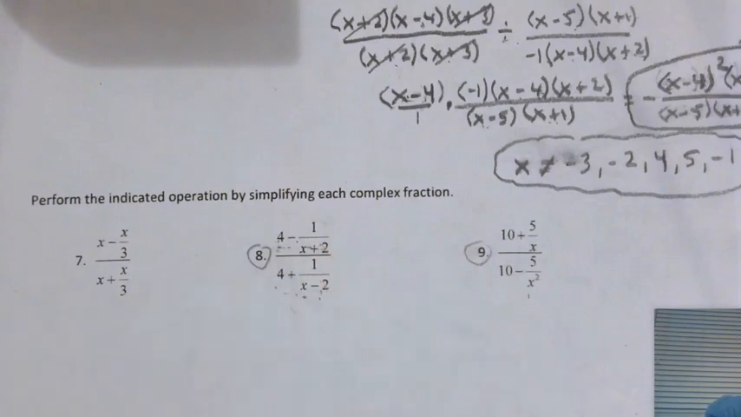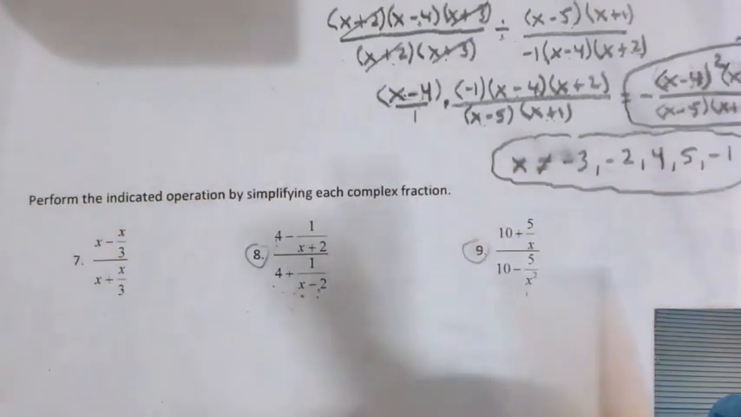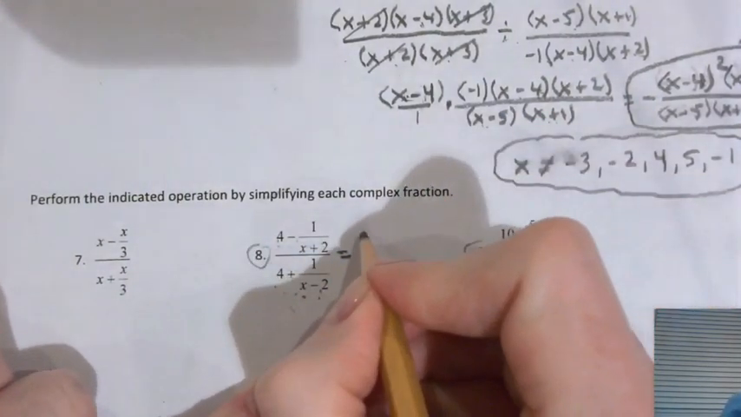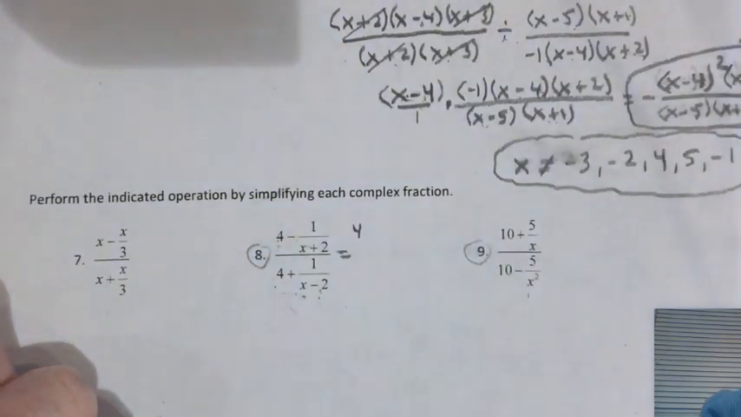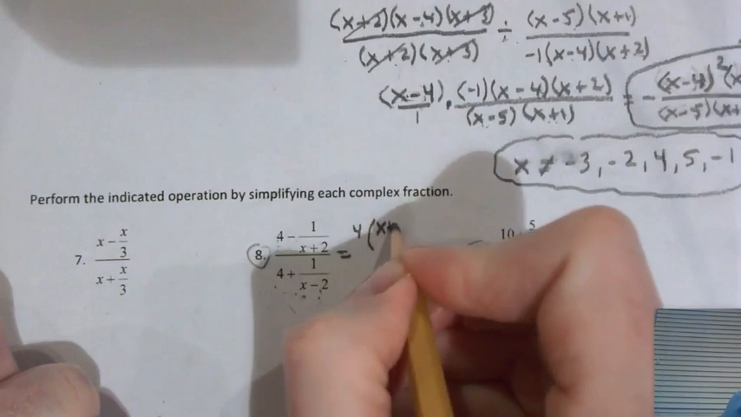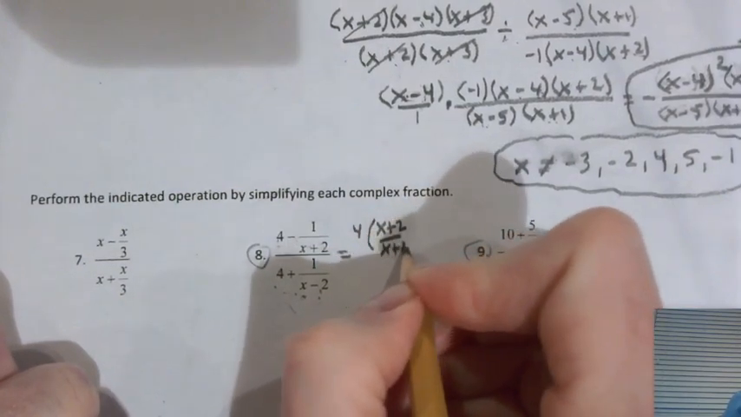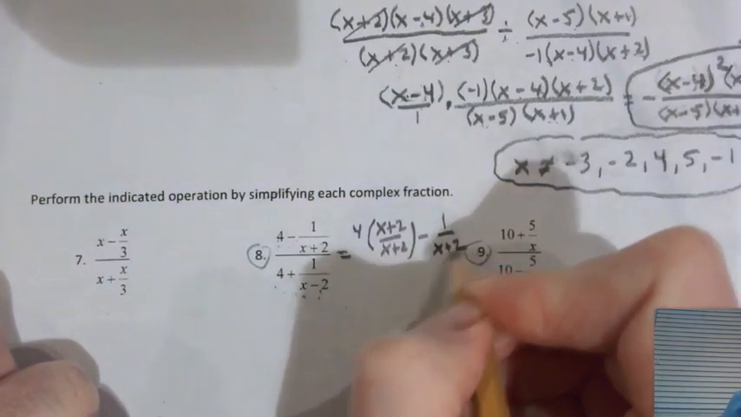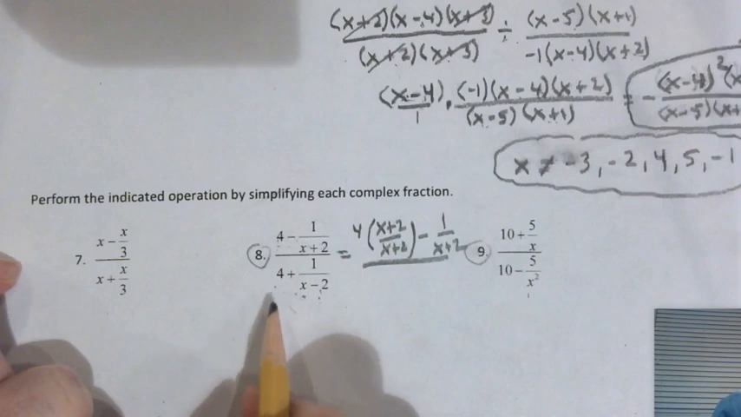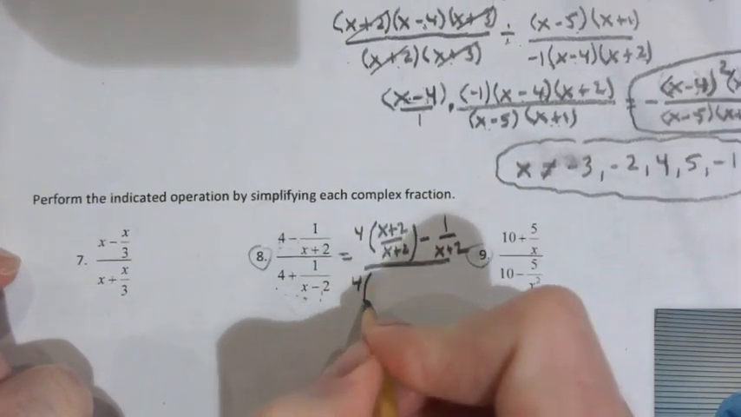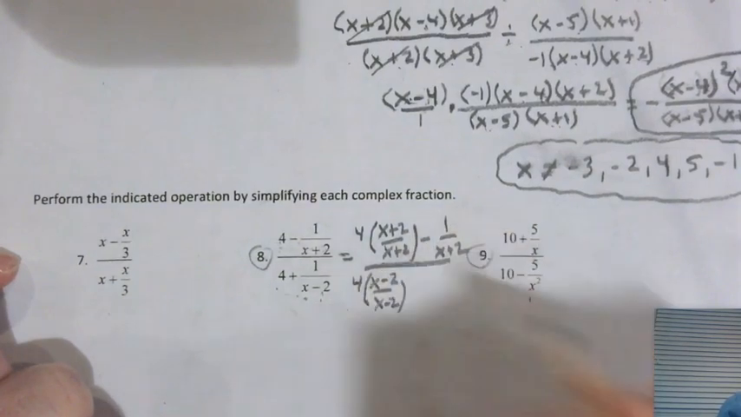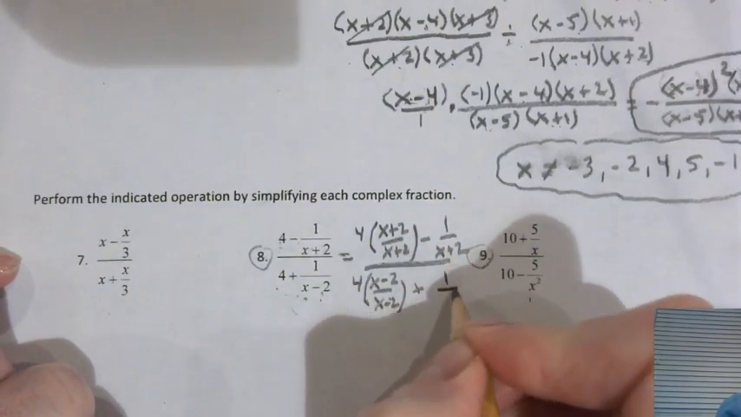So we have to get common denominators on the top. I treat this first as two separate problems. First, let's get common denominators at the top. So we've got a 4, and our common denominator on top is going to be x plus 2. So we multiply by x plus 2 over x plus 2. And then we get minus 1 over x plus 2. On the bottom, our common denominator is going to be x minus 2. So I've got 4 times x minus 2 over x minus 2, and then plus 1 over x minus 2.